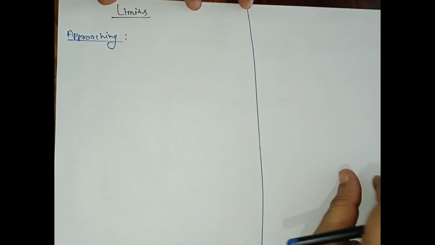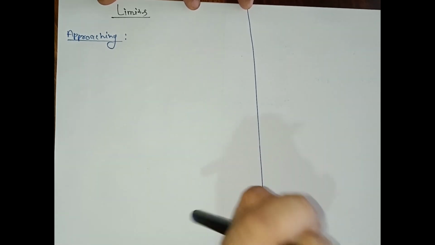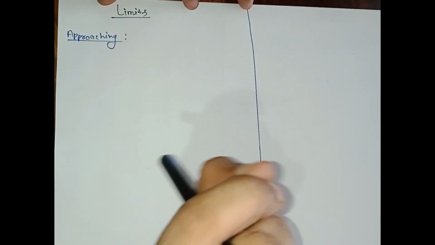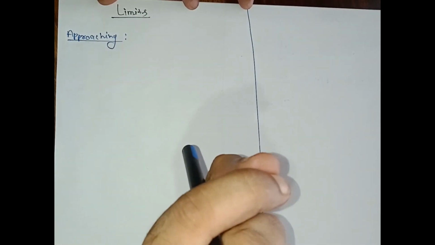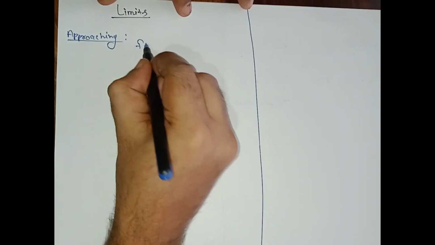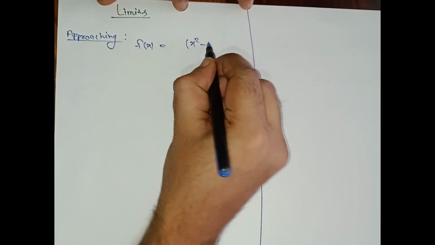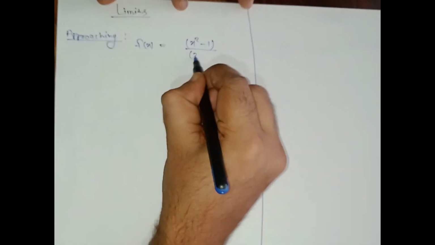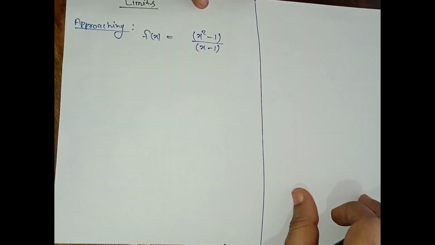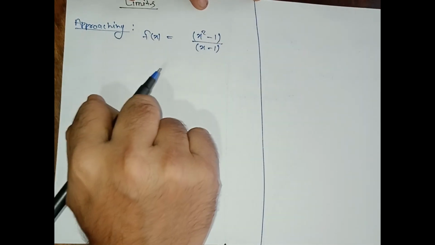Sometimes you cannot work something out directly. What you can see is what it should be as you get closer and closer. We will understand this statement using a function. Okay, suppose we have a function f(x) equal to (x squared minus 1) upon (x minus 1). Okay, what if I ask what would be the value of f(x) at x equal to 1?